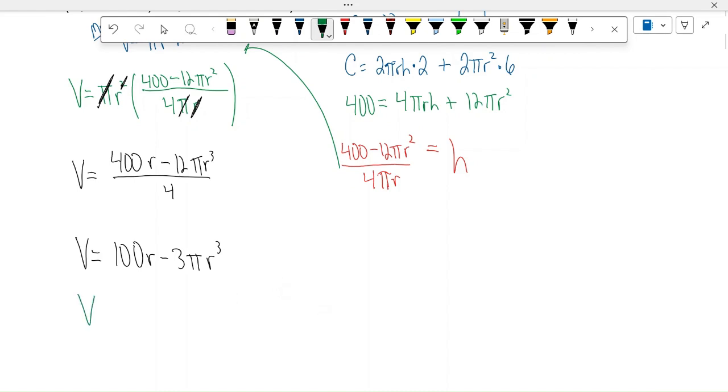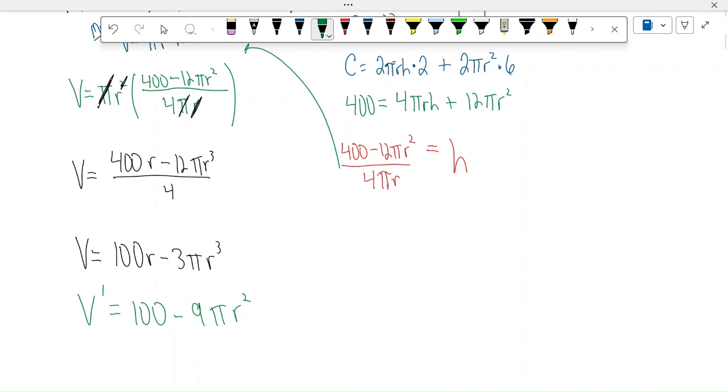So v prime is equal to 100 minus 9 pi r squared. That's the derivative. That's the rate of change of this volume. And if I think back to the original problem, I don't know what this original graph would look like, but if its derivative changes from positive to negative, that means that the function was increasing, then the function was decreasing. That should give us a maximum, and we're trying to maximize.